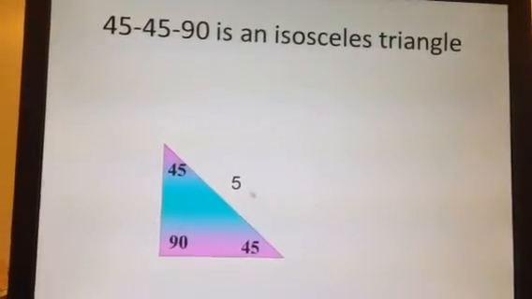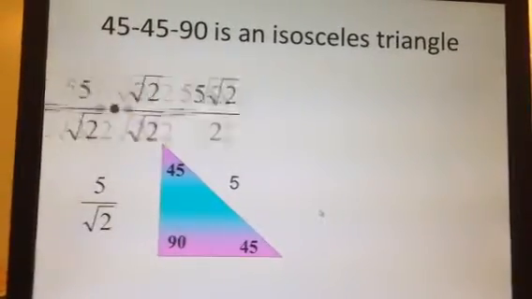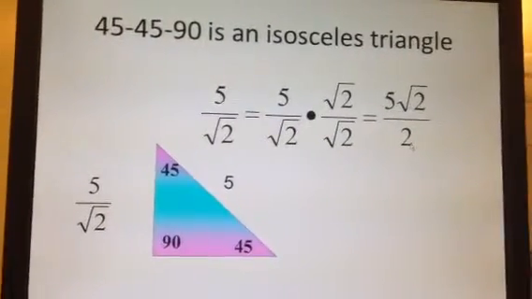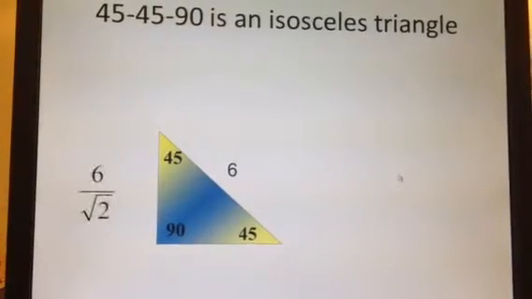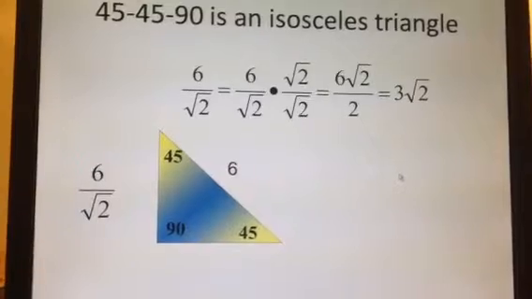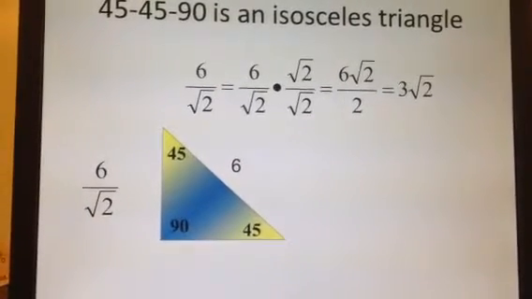And finally 5. We know we're going to divide by square root 2. And we've got to do that weird trick. 5 root 2 over 2. All right, same trick again. 3 root 2. Going to go through these pretty quickly. Pause it if you need to see it.